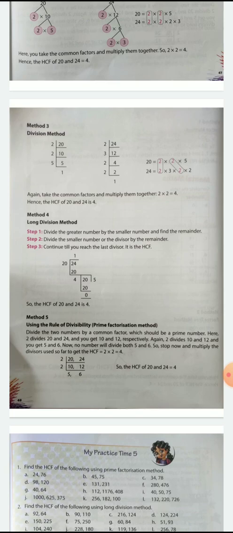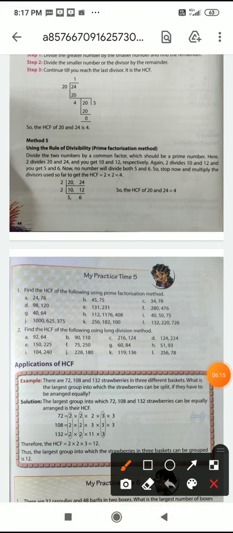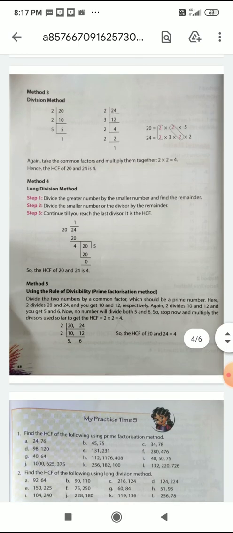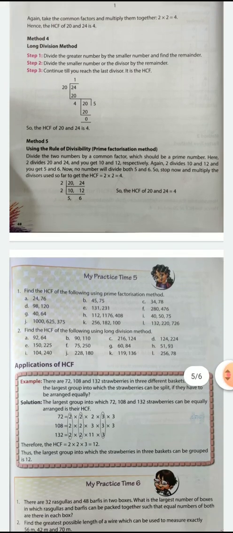Then comes My Practice Time 5. Number 1, children, you see, find the HCF of the following using the prime factorization method. You apply this method. And number 2, find the HCF of the following using the long division method. Here, children, you apply this one. Then you complete My Practice Time 5.